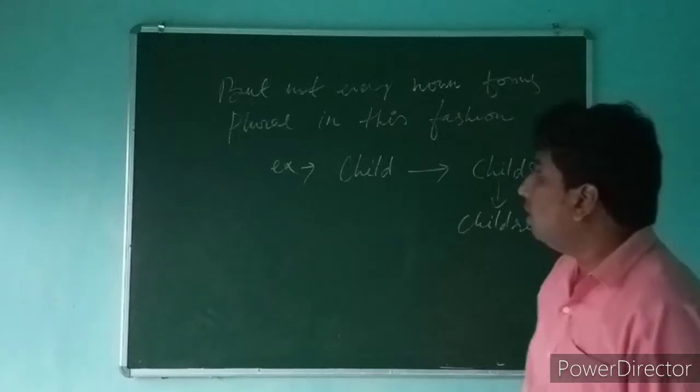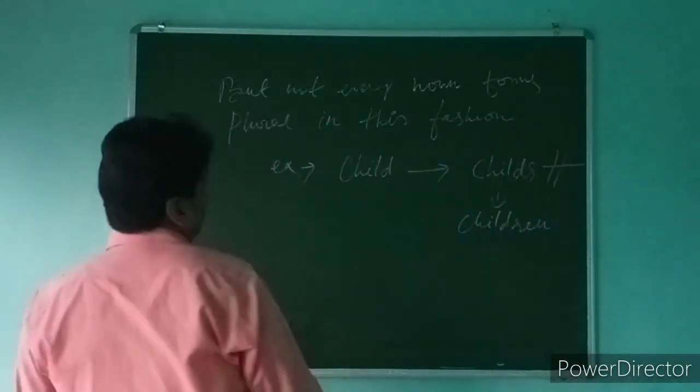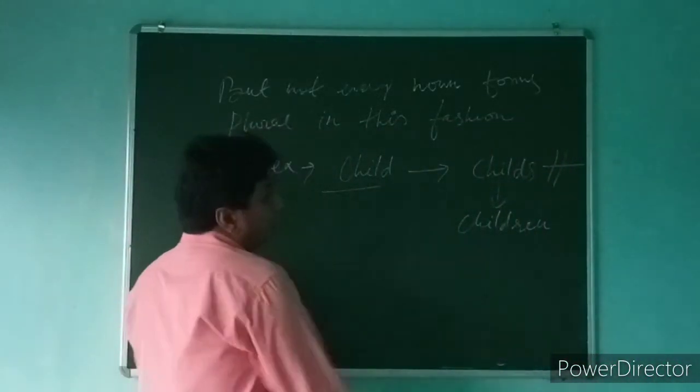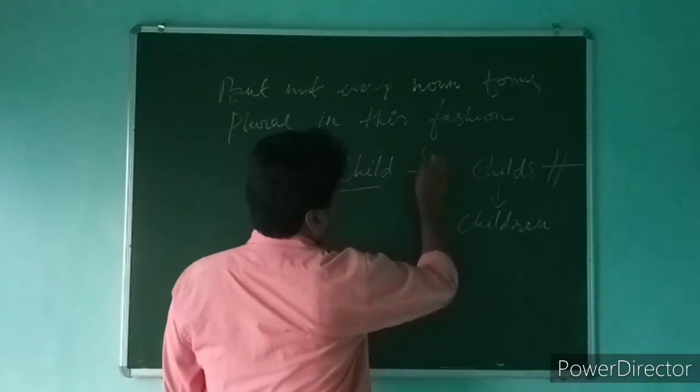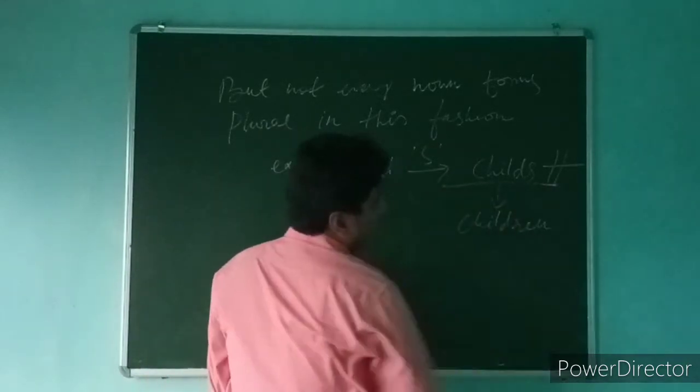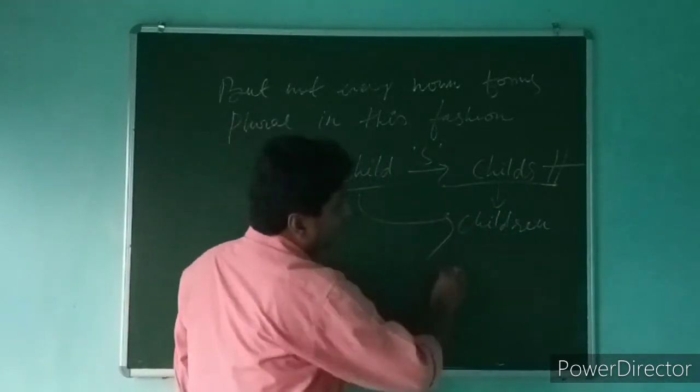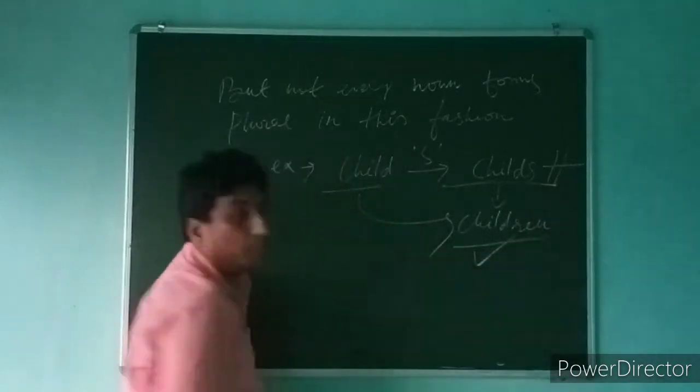But not every noun forms plural in this fashion. For example, child, by adding plural ending s, does not become childs. Rather, the plural of child is children. This one is the correct plural.